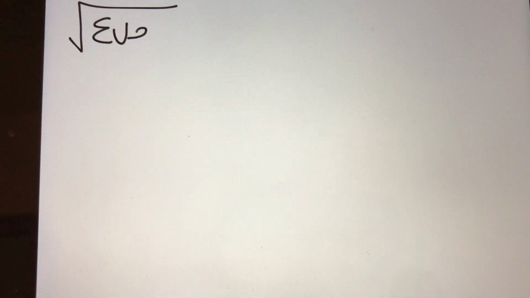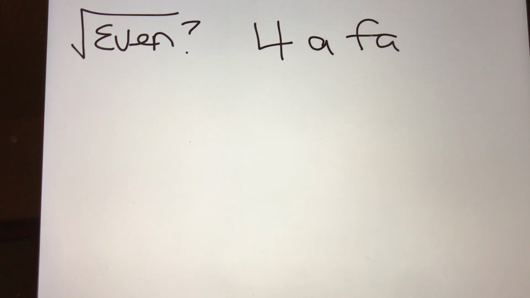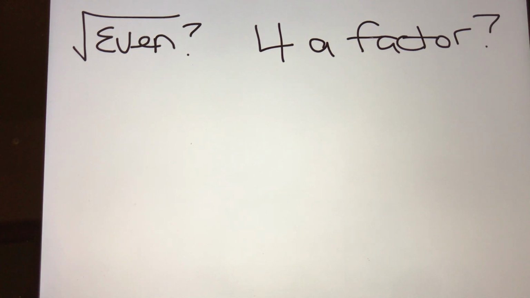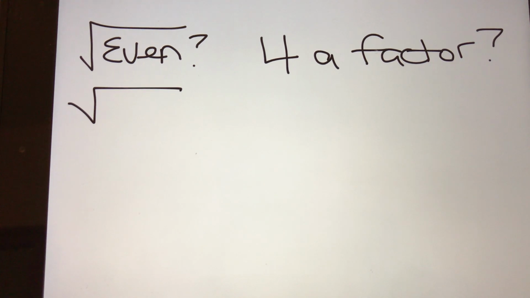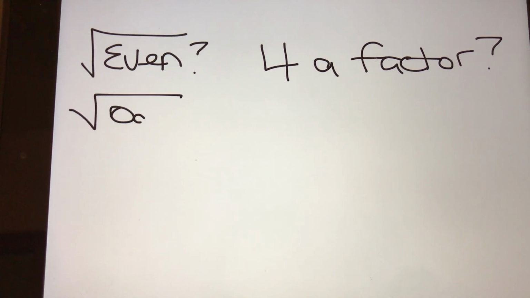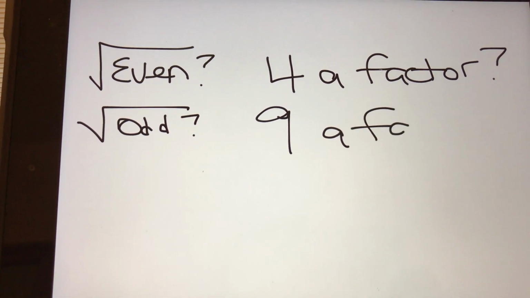So I want to first remind you what perfect squares we're going to look for when we're trying to simplify our radical. The first one: is the radicand even? If it is even, then we're going to see if 4 is a factor. Is 4 a factor? If the radicand is odd, I want you to look and see if 9 is a factor.